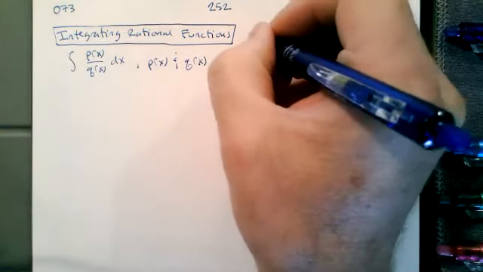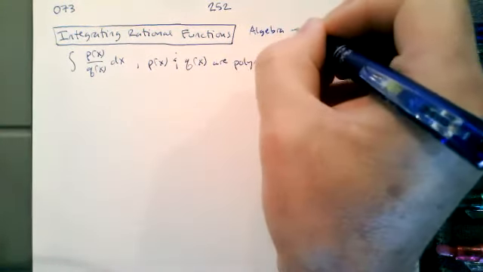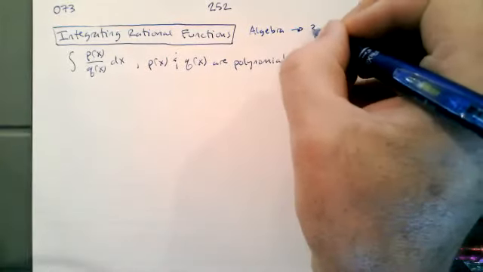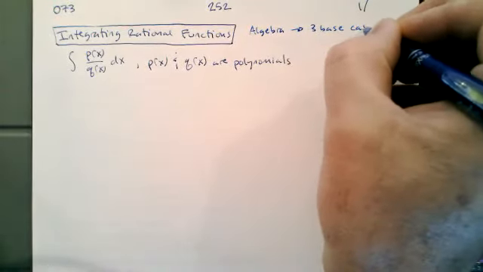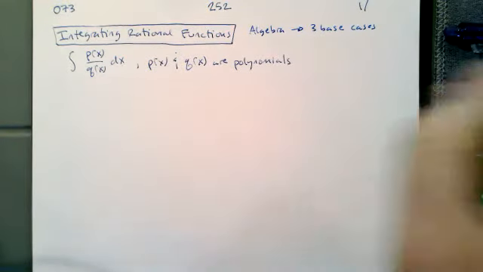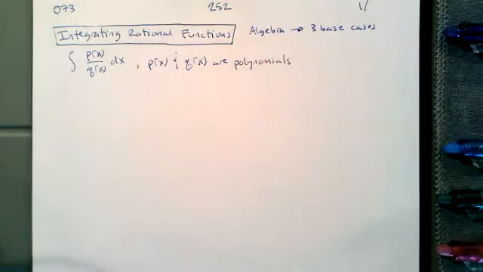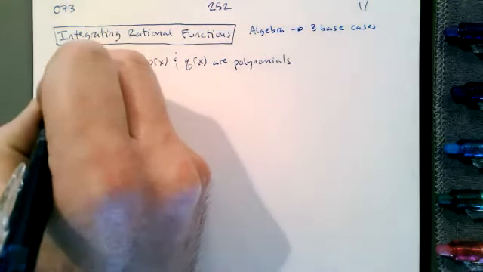So it's algebra to get to one of our three base cases. That's the way it works. We only need to know, from a calculus standpoint, three integrals, and then we use algebra to get ourselves into those three integrals. So here are the three base integrals.